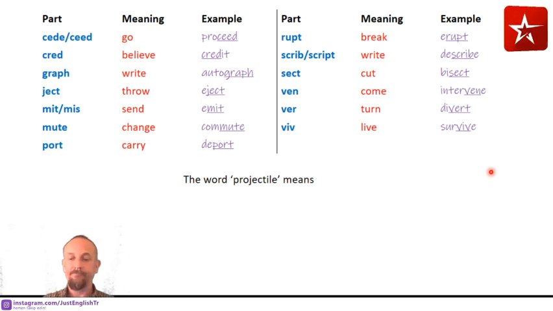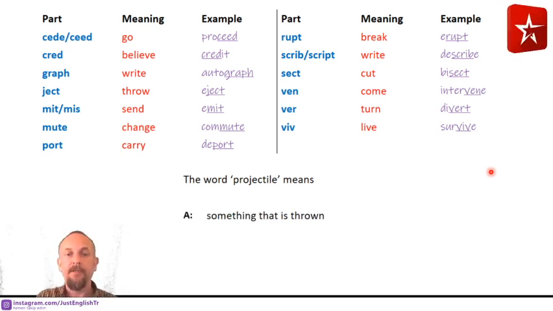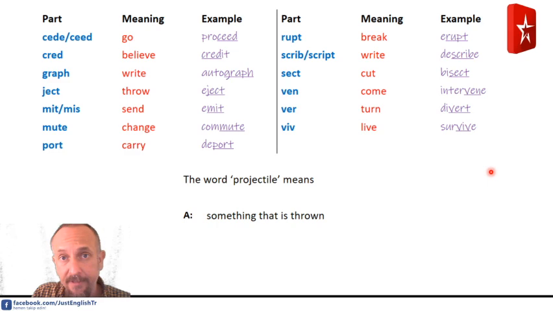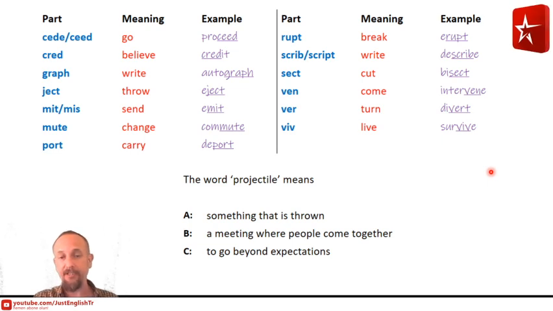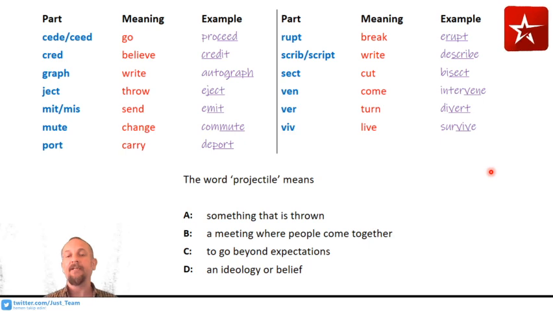Projectile. So we have A, something that is thrown. We have B, a meeting where people come together. We have C, to go beyond expectations. And we have D, an ideology or a belief.